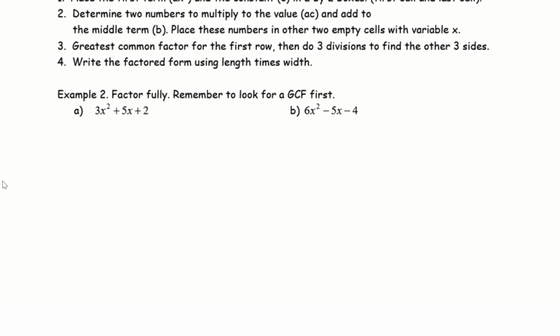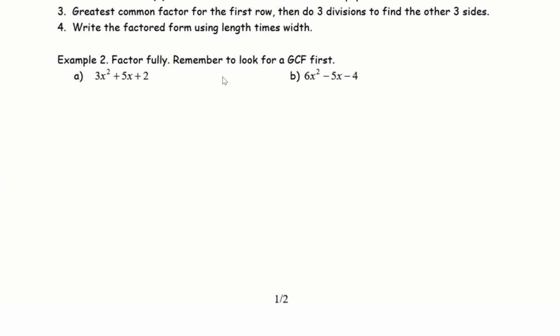So this one, first thing is we are looking for two numbers times together equals what? Times together is a times c, 3 times 2 is 6. Add together is 5. So you could find the factors of 6. 6 divided by 1 is 6. 6 divided by 2 is 3. Then 2 plus 3 is 5. So we know 2 and 3 are the factors.